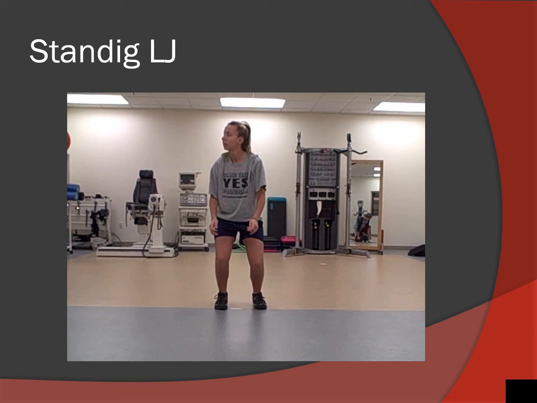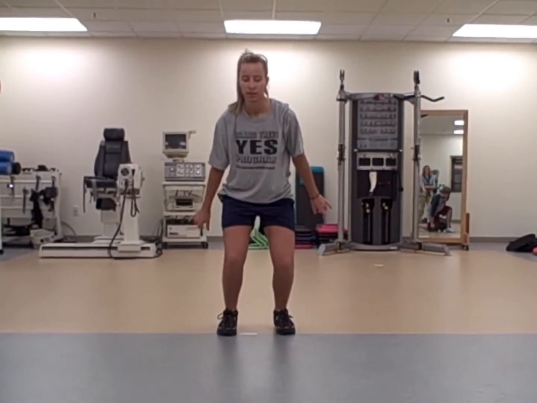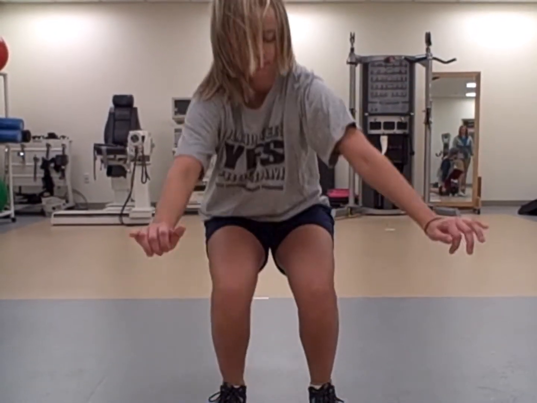So this is my standing long jump. This is an athlete who had bilateral patellofemoral pain. Her movement pattern is pretty bad. You'll see from preparatory to landing that she has significant movement issues. And let's just play it real quick so you can see what I'm talking about. So her preparatory movement and her landing.